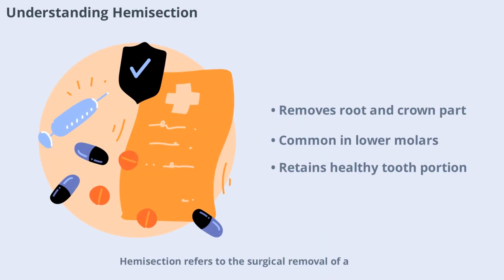Hemisection refers to the surgical removal of a root along with the associated part of the crown. This procedure is most commonly performed on lower molars, where the tooth is divided into two separate parts. By removing the affected root and its crown portion, the dentist can address localized disease while preserving the rest of the tooth. Hemisection is a valuable option when only one root is involved and the remaining structure is healthy enough to function independently.